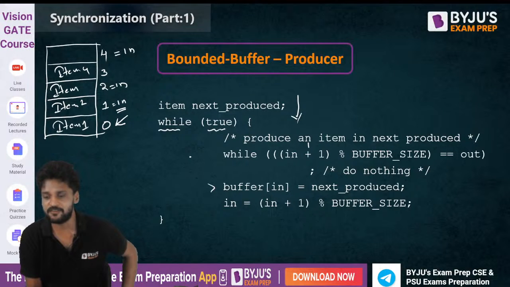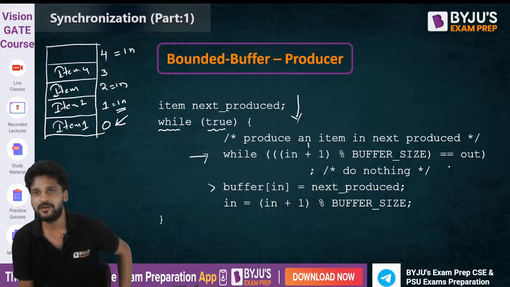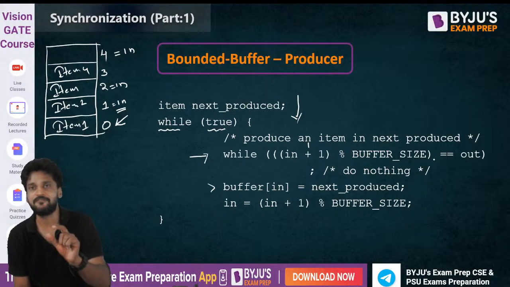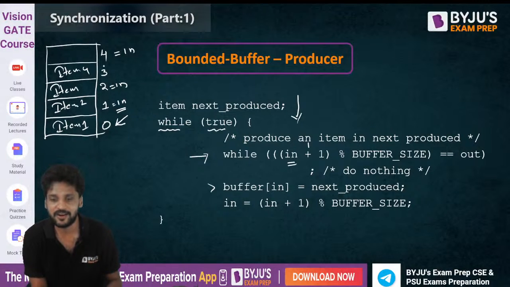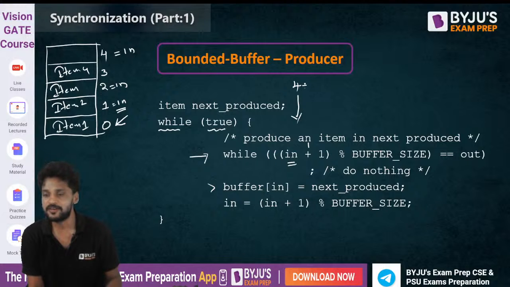Immediately, the first line of code that he is going to execute is the condition in the while loop. Now, the condition in the while loop will get satisfied. Why? Because what is in? Right now, in is equal to 4. Plus 1, mod the buffer size. 4 plus 1 mod buffer size. Buffer size is equal to 5. 4 plus 1 mod 5.